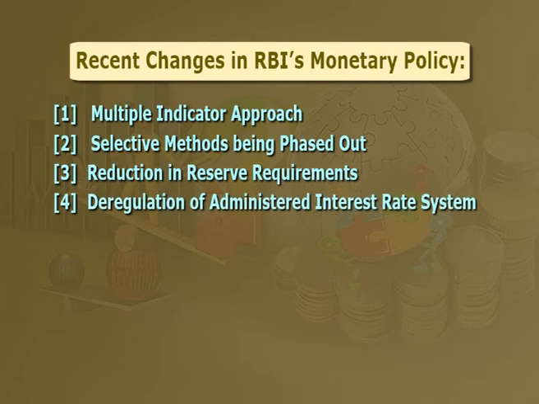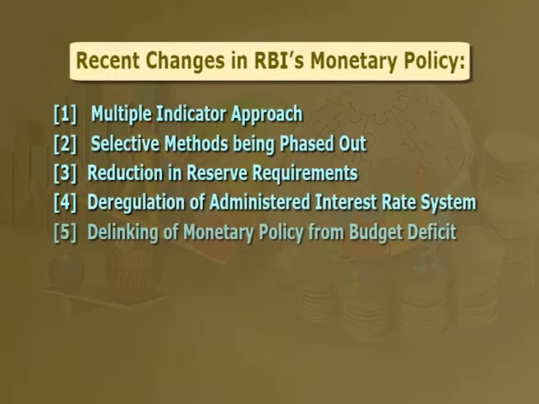Point number 4, deregulation of administered interest rate system. Earlier, lending rate of banks was determined by RBI. Since 1990s, this system has changed and lending rates are determined by commercial banks on the basis of market forces. Point number 5, delinking of monetary policy from budget deficit. In 1994, government phased out the use of ad hoc treasury bills. These bills were used by government to borrow from RBI to finance fiscal deficit. With phasing out of bills, RBI could no longer lend to government to meet fiscal deficit.